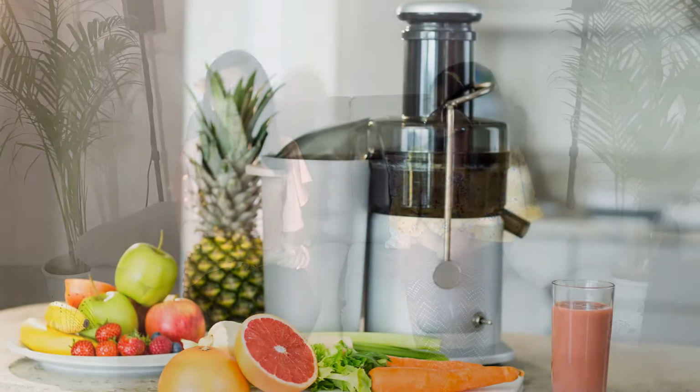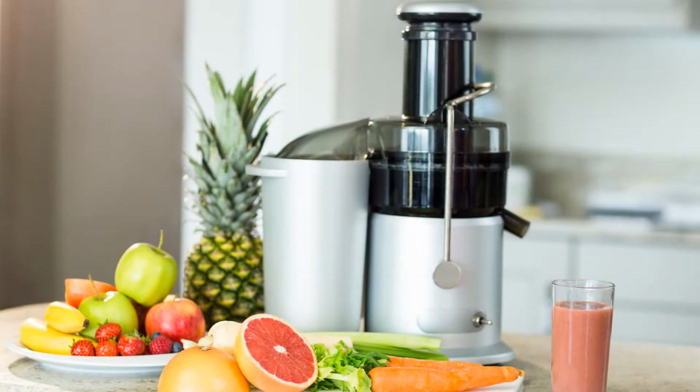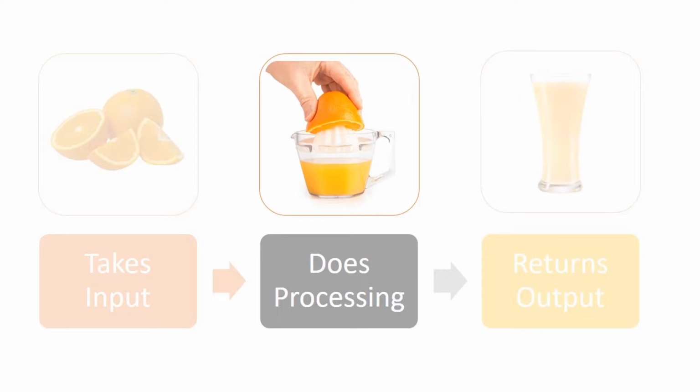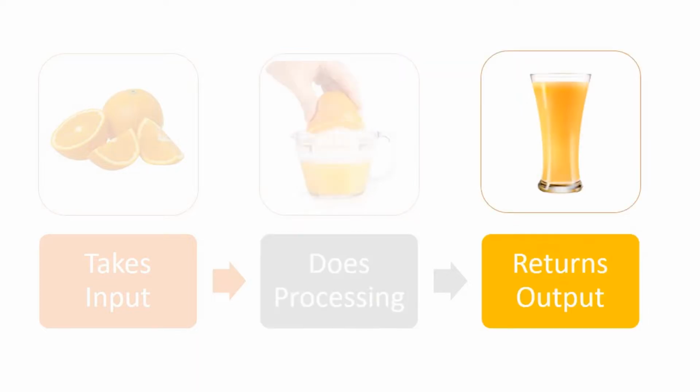Now, can you explain it with a simple example, please? Why not? Let's think of a juicer. It also does three tasks similar to that of a computer. It takes the oranges as input from the user. It extracts the juice by processing the oranges. Returns the juice to the user, which is the output, right?